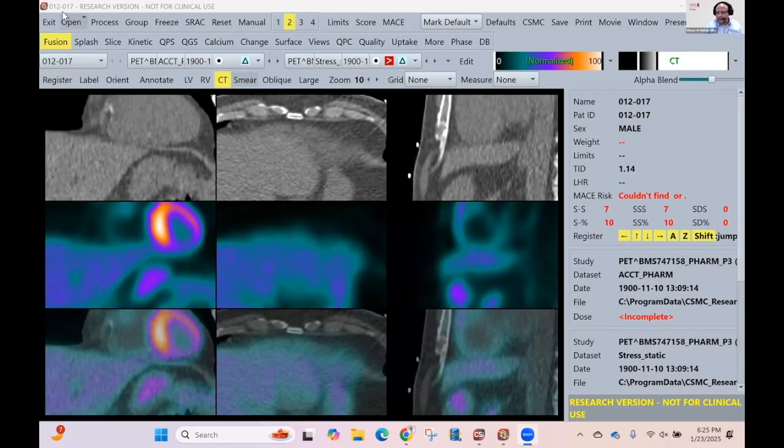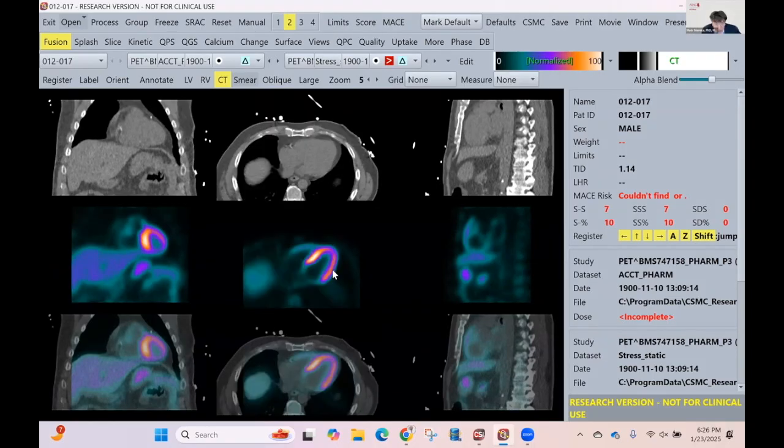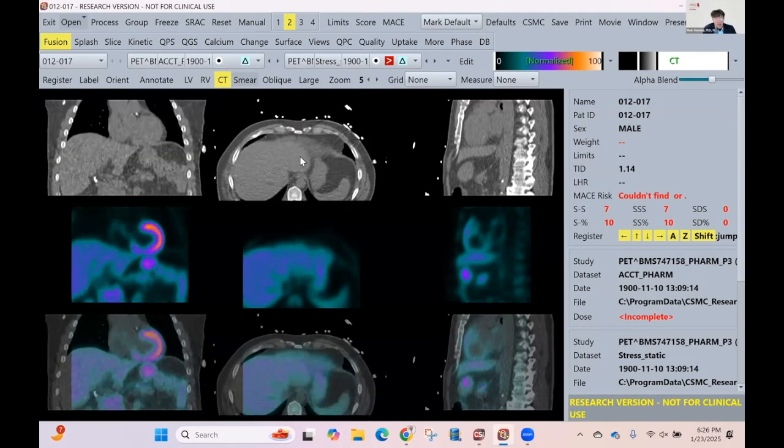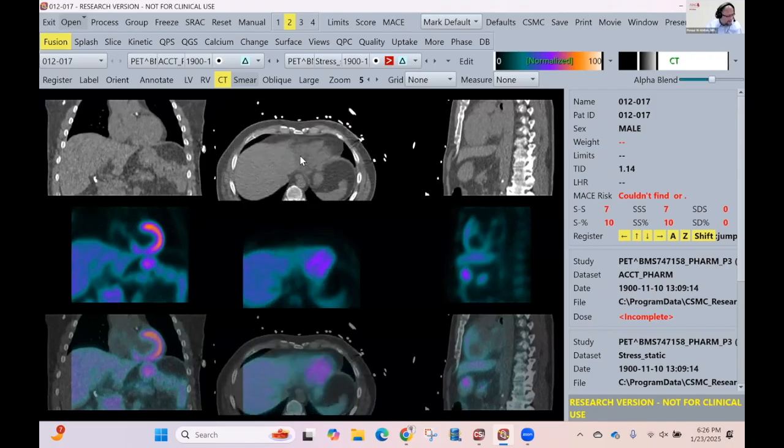So this is a 66-year-old male with a BMI of 27, hypertension, diabetes, dyslipidemia, and the patient is coming in with chest pain. Anything that you would like to add, Dr. Slomka? There is a lot of epicardial fat in this case, so you see the heart is where the heart should be, I think, but there is epicardial fat, so I think it's okay.